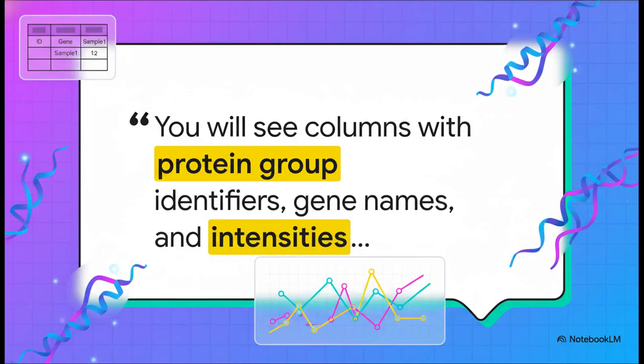One of the most important files you'll get is the protein matrix file. It's just a text file, but inside you'll find your protein IDs, gene names, and, most importantly, the quantified intensities for every protein across every single one of your samples. This is where your biological story really starts to come into focus.